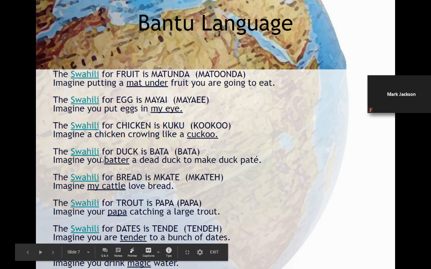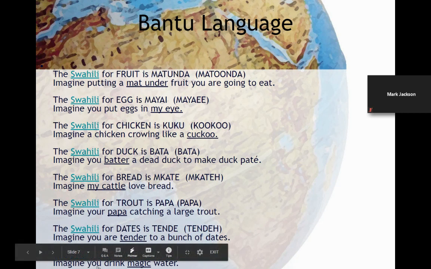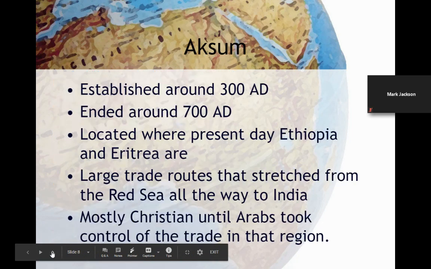The word for fruit is matunda. The word for egg is mai. The word for chicken is kuku. Word for duck is bata. Swahili for bread is makate. Trout is papa. Dates, not like going on a date, but the fruit date is tende. And water is maji. So this is just an example of some African words. As you're going through, and you may do some reading later on, or you may do some investigating, you'll see that the Bantu language is even still used in a lot of southern Africa today.